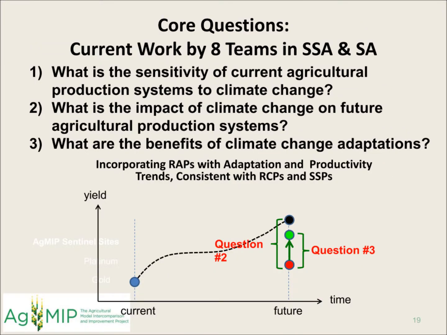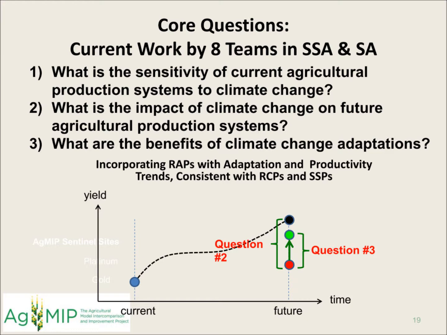So we had a set of core questions that these teams are addressing. First one is, what's the sensitivity of current agricultural production systems to climate change? And that's taking the current production systems and saying, okay, if we have the current systems in place and we suddenly change climate, what would happen? So that's why we call it the sensitivity. We know that as time goes forward and climate changes, agricultural systems will change as well.